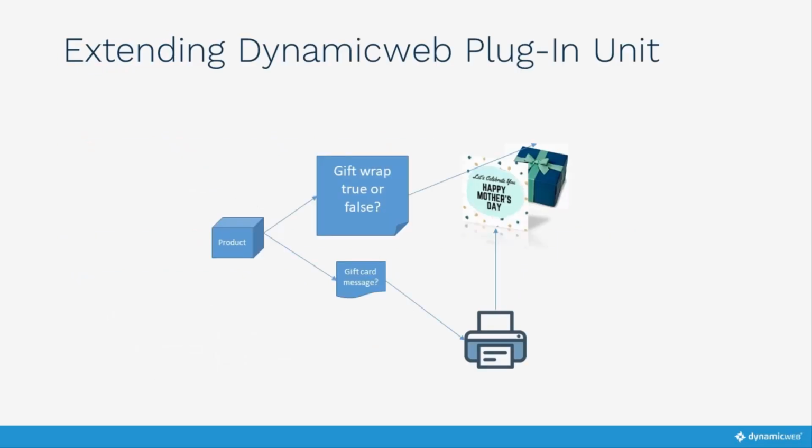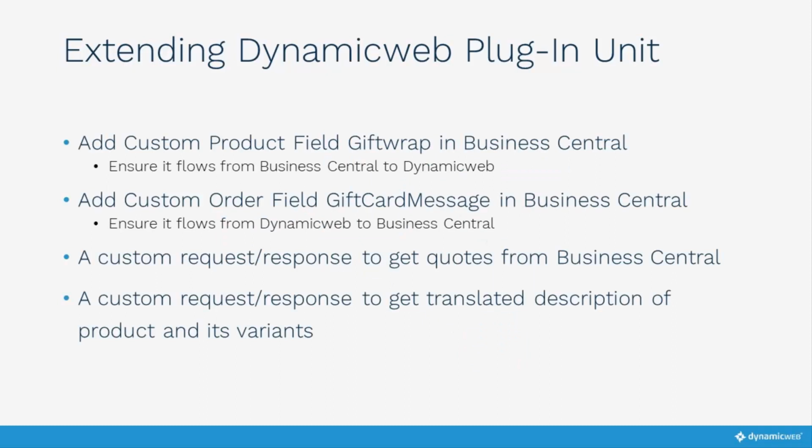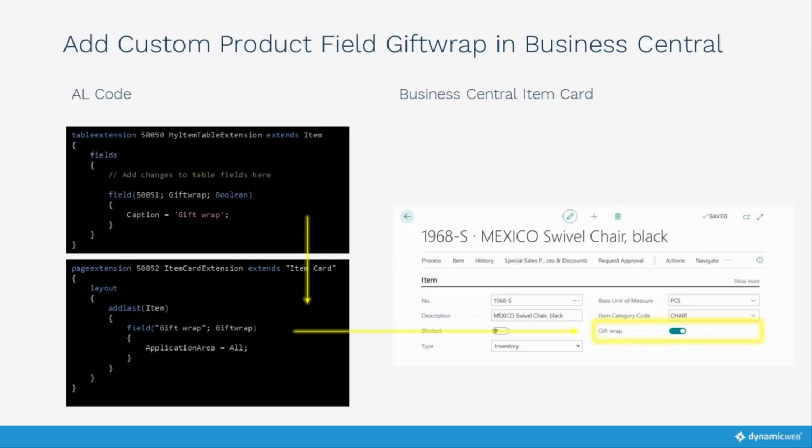So we have to complete this extension scenario by adding a custom field to products for gift wrappable products and an order field to contain gift card messages. We'll then look at 2 custom requests, one to get quotes from Business Central and the other to submit a product number and a language code and get the translated description of the product and its variants. So in order to add a custom product field in Business Central, you need 2 basic extensions. You need to extend the table of the items so that it can contain a Boolean value, and then you need to extend the page so that you can show that Boolean value as a checkbox.